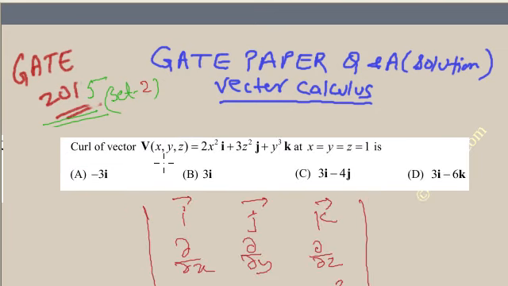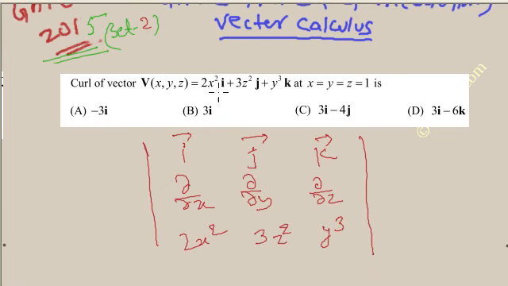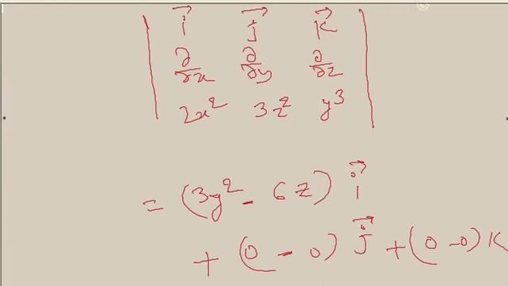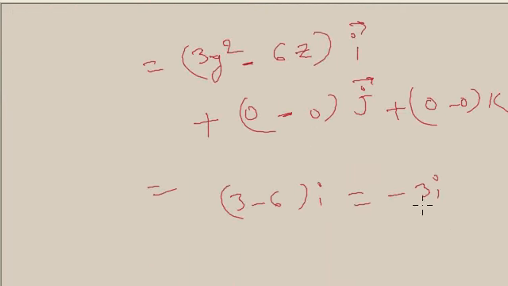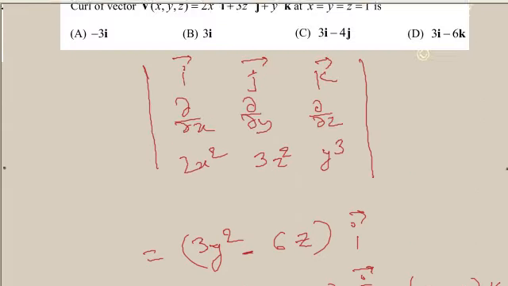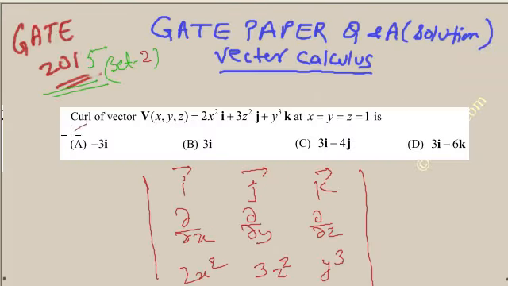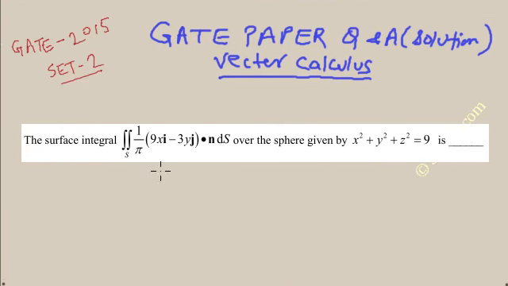This is another question. You are required to find out the curl of V. Curl of V can be found out by this formula that I have explained earlier. If you find out the value, you will get minus 3i. So minus 3i is the correct answer.